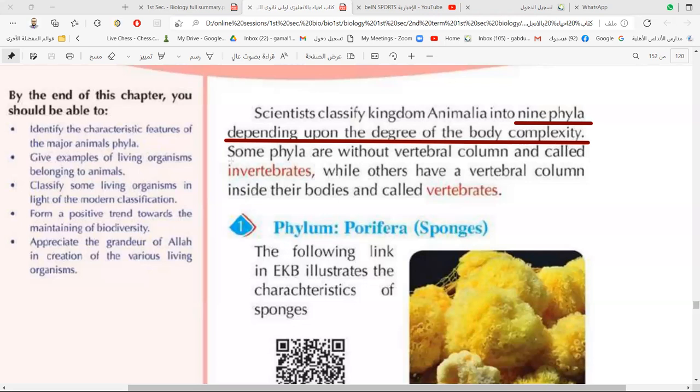Some phyla are without a vertebral column, so we call them invertebrates. They are, of course, less developed than the other phyla which have a vertebral column, which are called vertebrates. So the vertebrates are more developed than the invertebrates. Phylum number one in Kingdom Animalia is phylum Porifera.